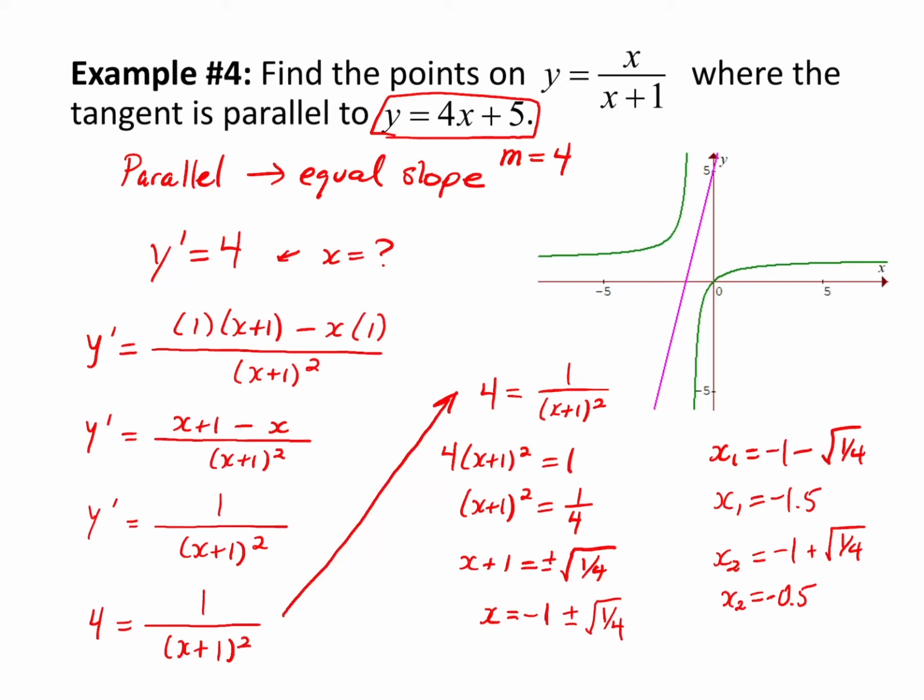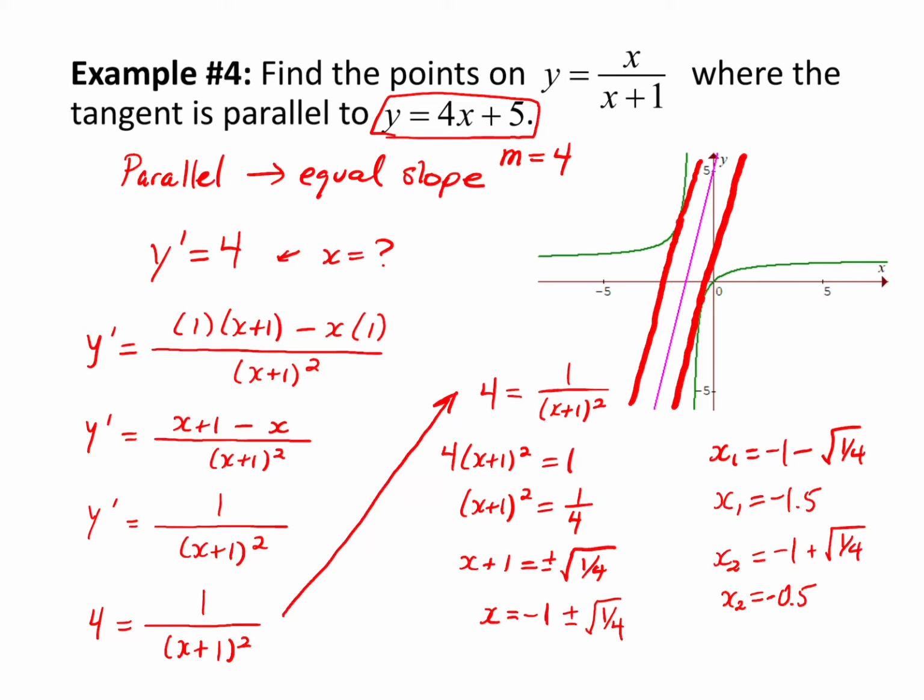So if we look at our graph, at our two x values, negative 1.5 and negative 0.5, the negative 0.5 would be about right here. So if we drew the tangent line here, we would see that it would be parallel. And negative 1.5 would be about here. So again, if we drew the tangent line, we would also find that it would be parallel to our y equals 4x plus 5.